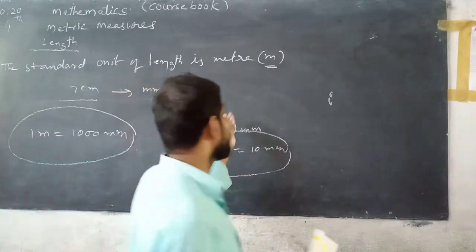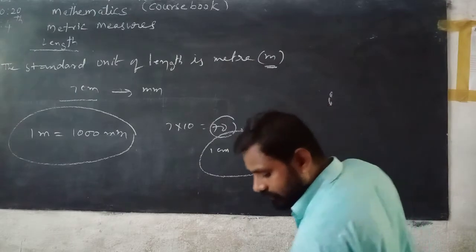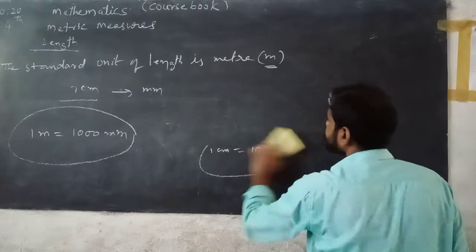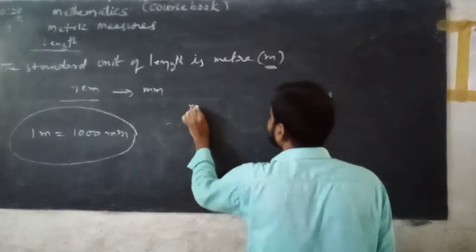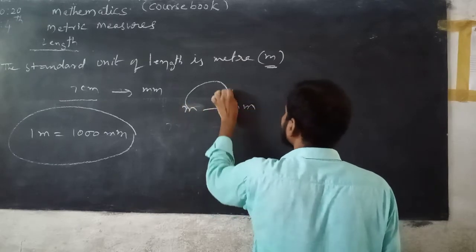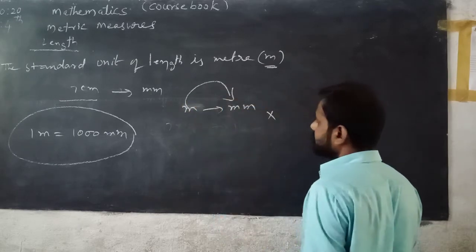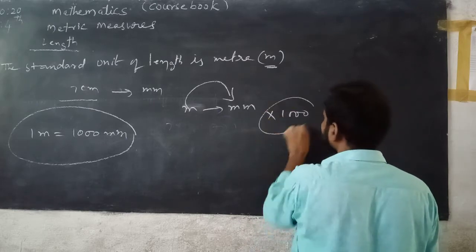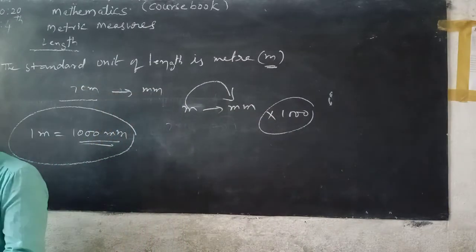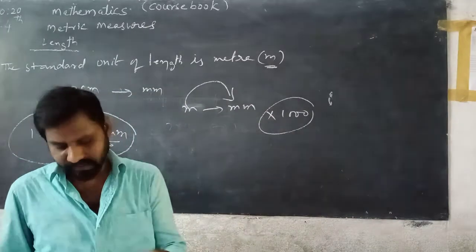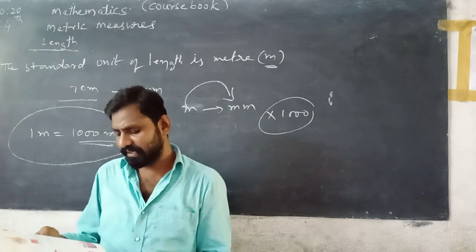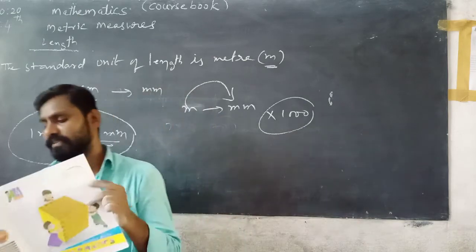See here, meters are converted to millimeters. Now we have to multiply by 1000, because 1 meter is equal to 1000 millimeters. 1 centimeter is equal to 10 millimeters. 1 meter is equal to 100 centimeters. 1 kilometer is equal to 1000 meters.